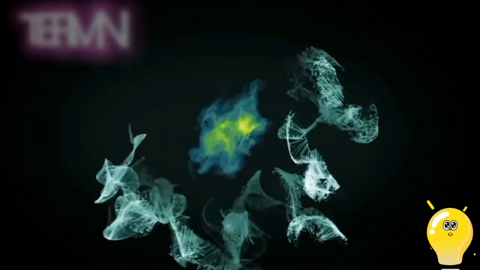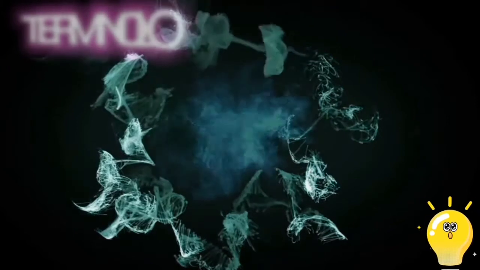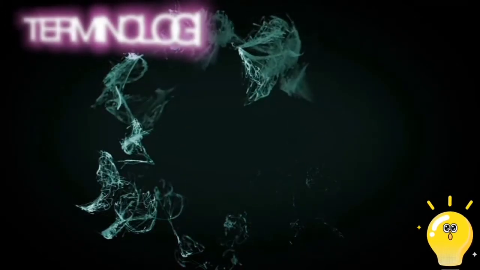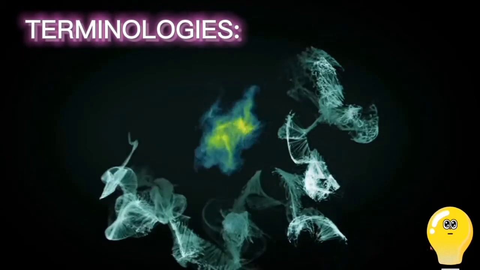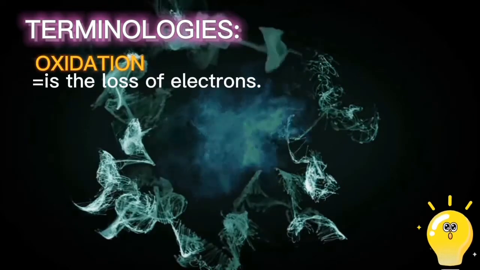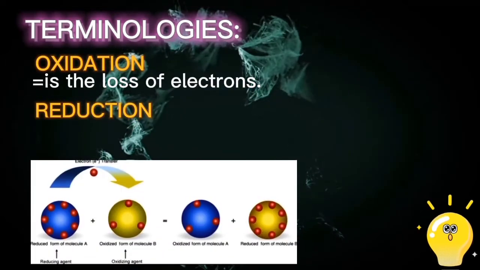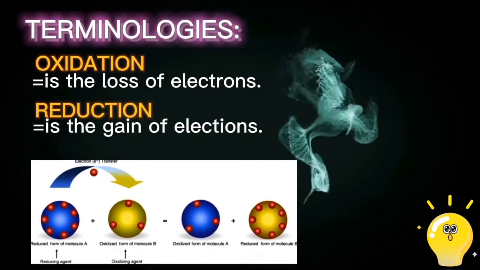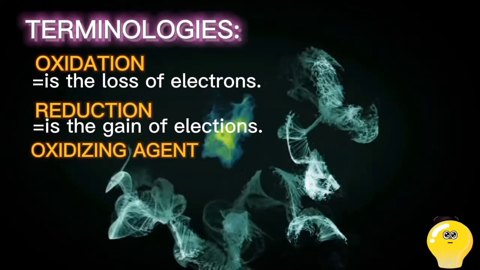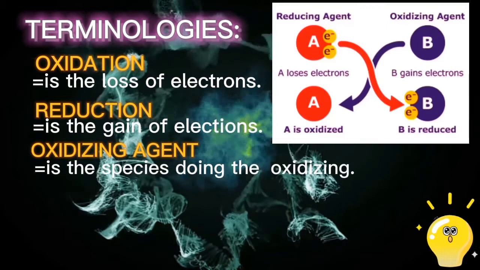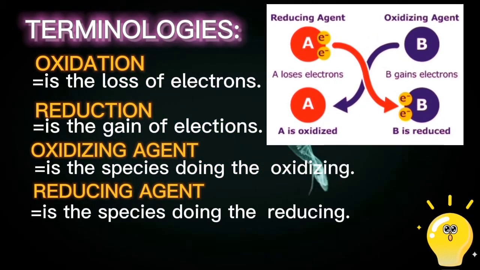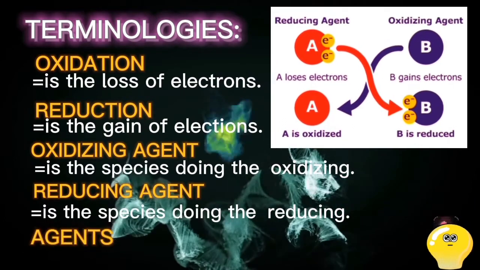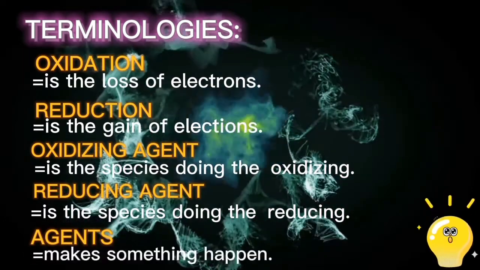In this part, I would love to read the terminologies for you. The only thing to keep in mind is that the word redox is the net movement of electrons from one reactant to another. What is oxidation? It is the loss of electrons, while reduction is the gain of electrons. How about the oxidizing agent? It is the species doing the oxidizing, while the reducing agent is the species doing the reducing. How about the word agent? It makes something happen.